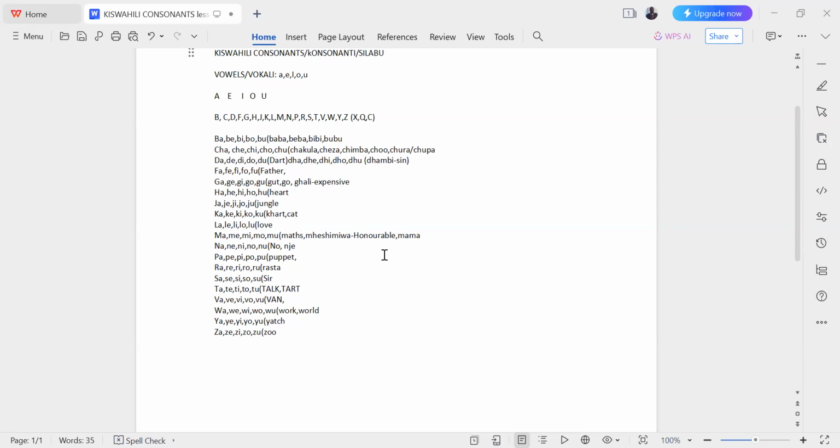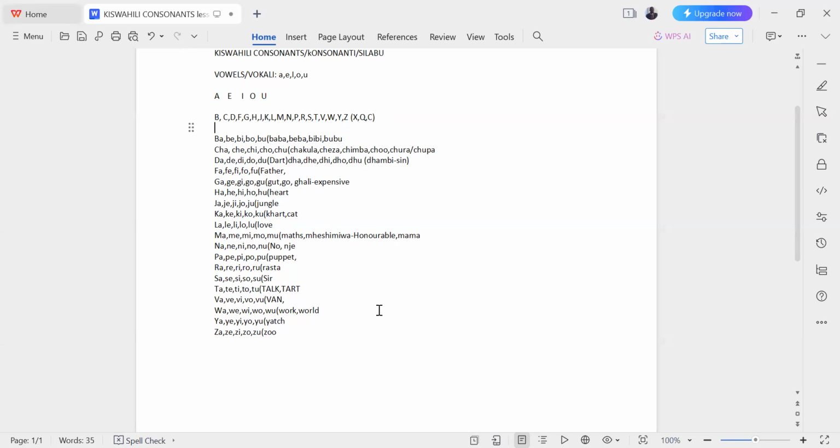Last week we were looking at consonants, after learning the pronunciations of the vowels. And today we want to move a bit to form what we call syllables, or actually a word, out of the consonants. Because remember, Kiswahili doesn't have some consonants.